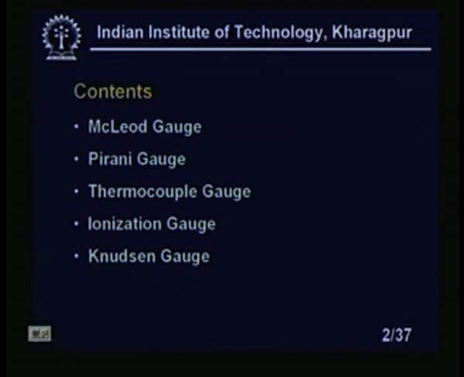Some instruments are basically monitoring or indicating instruments, but some instruments give an electrical output. So, we can utilize them for control and transmission; all those facilities will be available. We will particularly see the McLeod gauge and the Knudsen gauge. So, let us discuss the McLeod gauge.